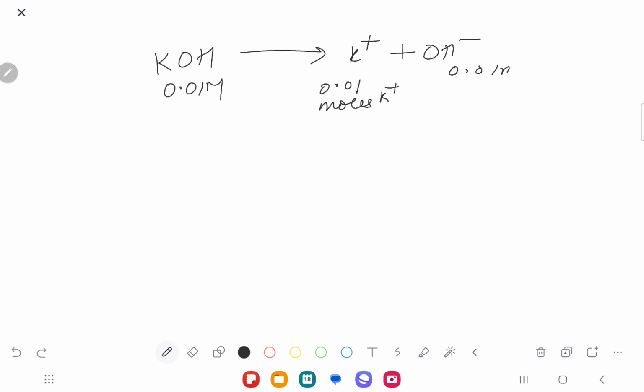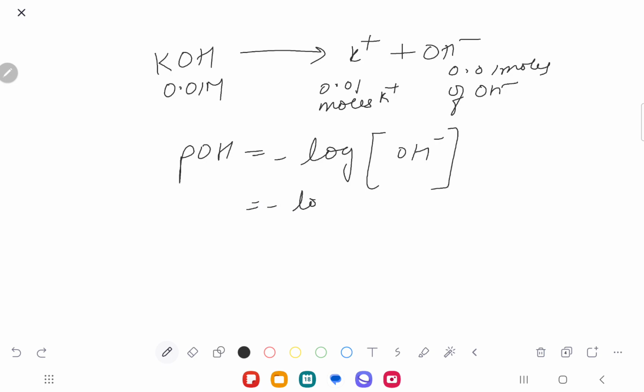So we have KOH, which gives me K plus and OH negative. So how much KOH have I taken? 0.01 molar KOH. So it is going to give me 0.01 moles of K plus and 0.01 moles of OH negative. Whenever I have H plus in the major quantity in the solution, I always calculate pH. And whenever I have OH negative in the higher quantity, I always calculate pOH. So I'm going to have minus log of OH negative.